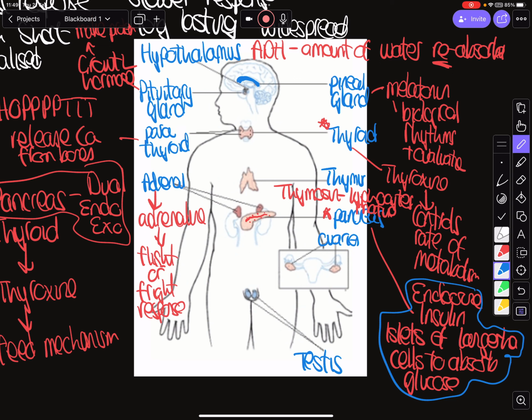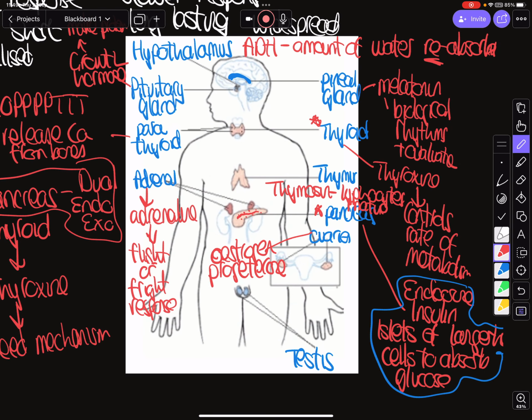Our ovaries then, for females, they are going to produce estrogen and progesterone, and we will do them when we do human reproduction. So estrogen helps with the egg maturing. Progesterone is progestation, so this is eggs maturing, and the progesterone will maintain your endometrium if you are pregnant. That is its job.